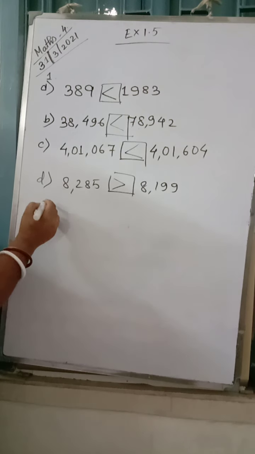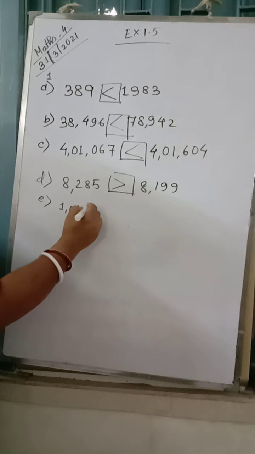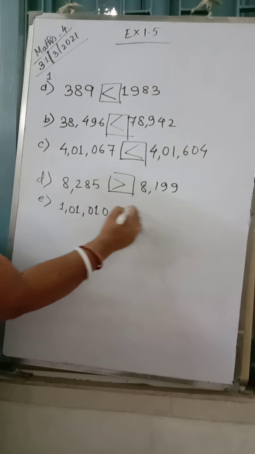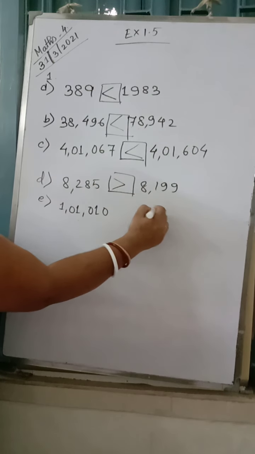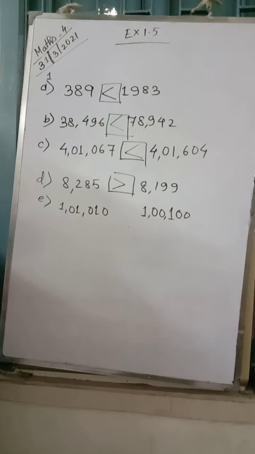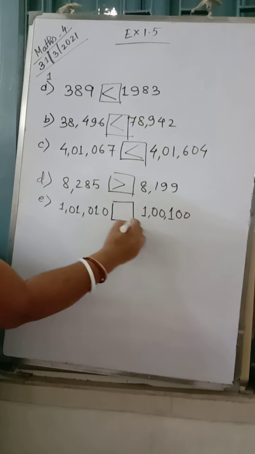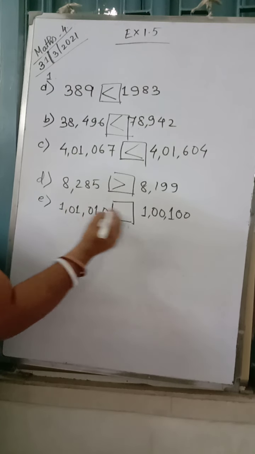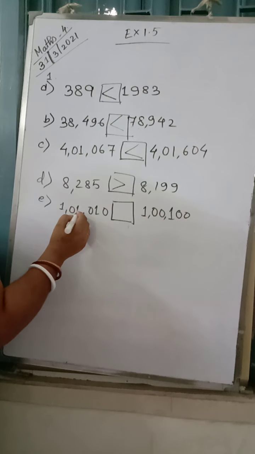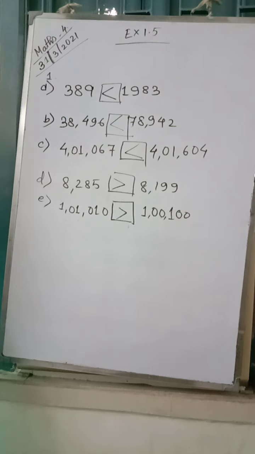Come to the last one. 1,01,010 and 1,00,100. Now you see, lakhs place is the same. Come to the 10,000 place, it is the same. Come to the thousands place: 1, 0. So this side is greater. So this way we compare the numbers.